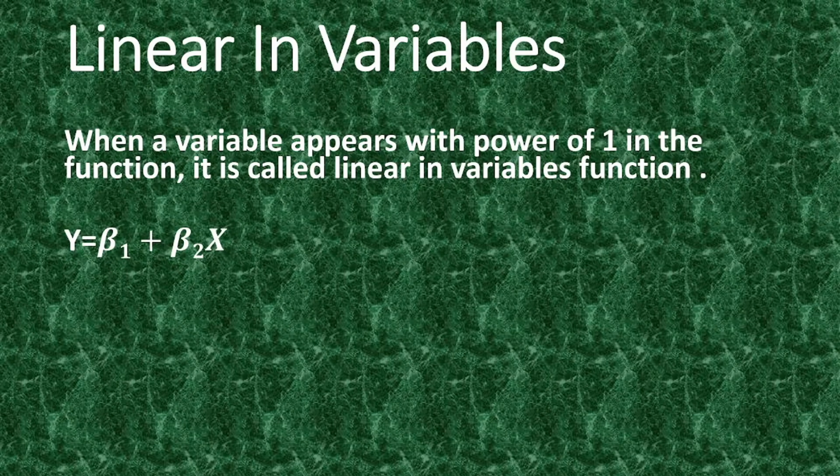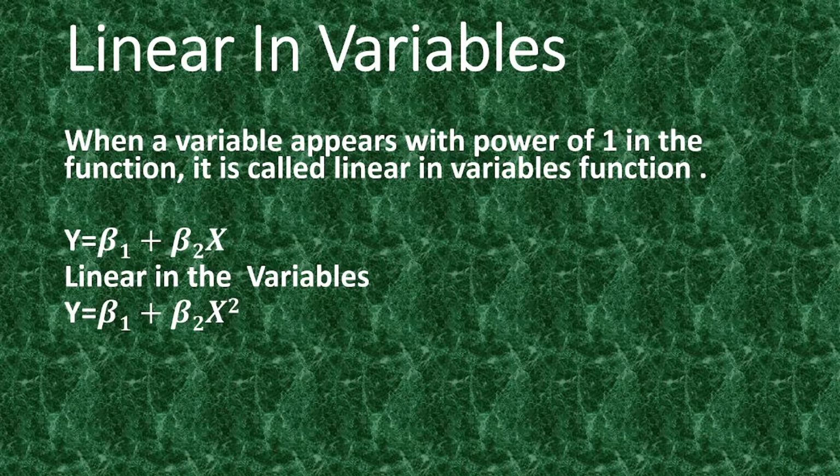This regression model shows the relationship between dependent and independent variable. Here two variables y and x and two parameters beta 1 and beta 2. Variable appears with power 1. So it is called linear in the variables.